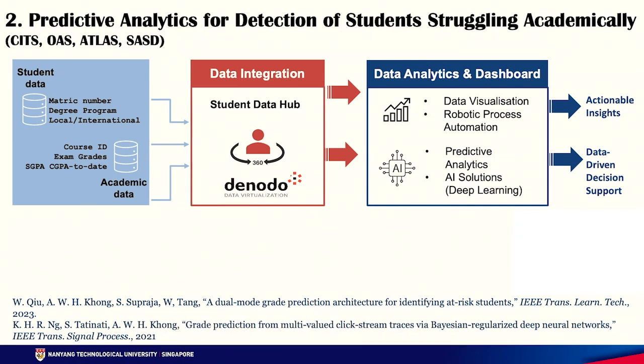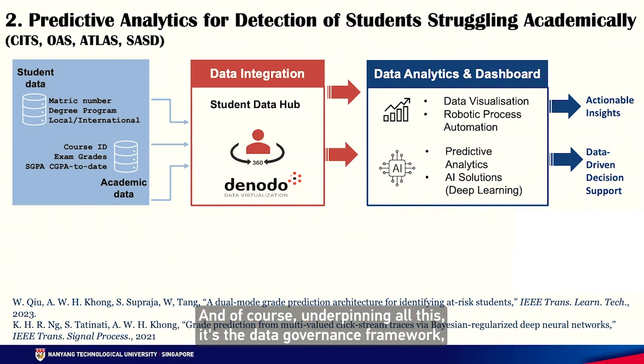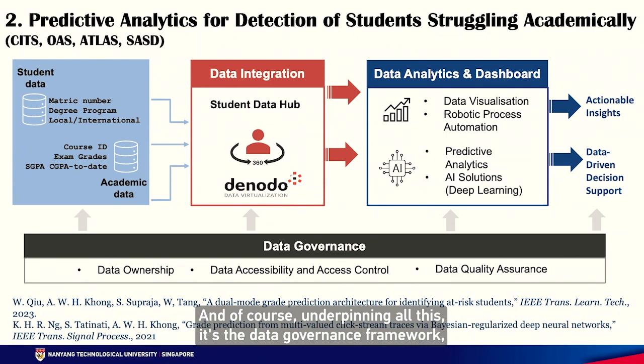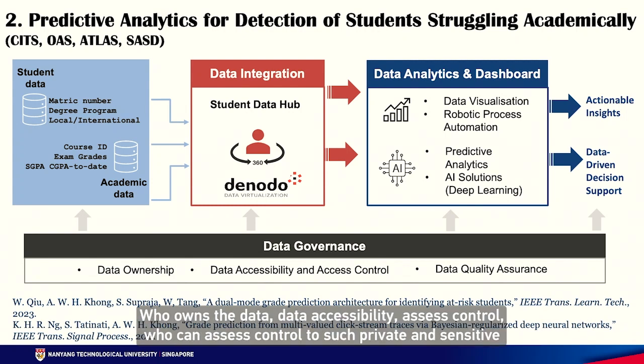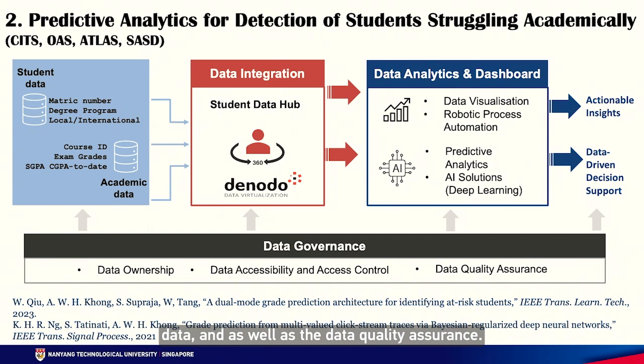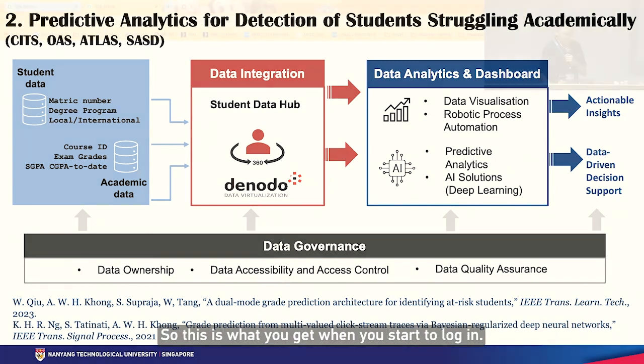managers to look at. And of course, underpinning all this is the data governance framework, which really dwells into data ownership, who owns the data, data accessibility, access control, who can access such private and sensitive data, as well as the data quality assurance.